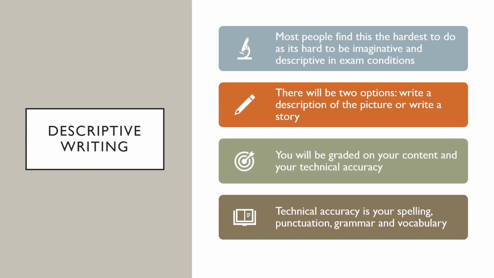So descriptive writing. Most people find this the hardest to do, as it's hard to be imaginative and descriptive in exam conditions. There'll be two options, so you're going to have to either write a description of the picture or write a story. You're going to be graded on your content and your technical accuracy. And your technical accuracy is your spelling, punctuation, grammar, and vocabulary.